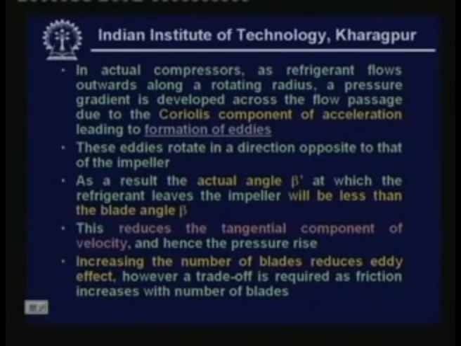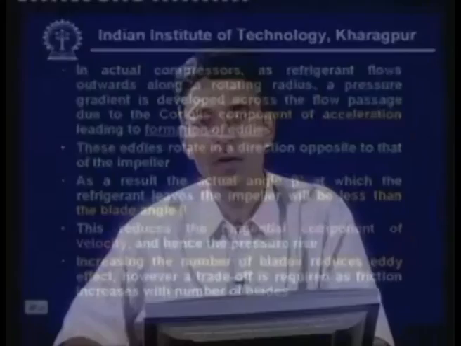This effect can be taken care of by increasing the number of blades, that means by making the channels narrower. However, as you make the channels narrower, the frictional pressure drop increases. So, you have to make a trade off between the eddy formation and the frictional pressure drops and decide the number of the blades. At this point I stop this lecture, and we will continue in the next class, where we discuss the performance aspects of the centrifugal compressors.